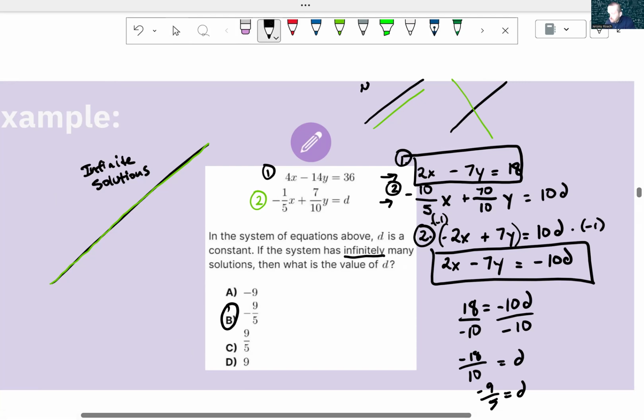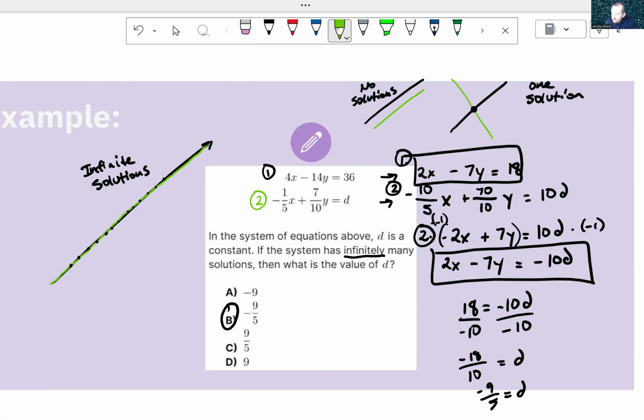So this is no solutions. The lines never cross. This one is one solution. They cross just one time there. And infinite solutions, they're crossing infinitely many times. This line goes on for infinity, and so does the green one. So they're just crossing constantly. They're the same exact line.